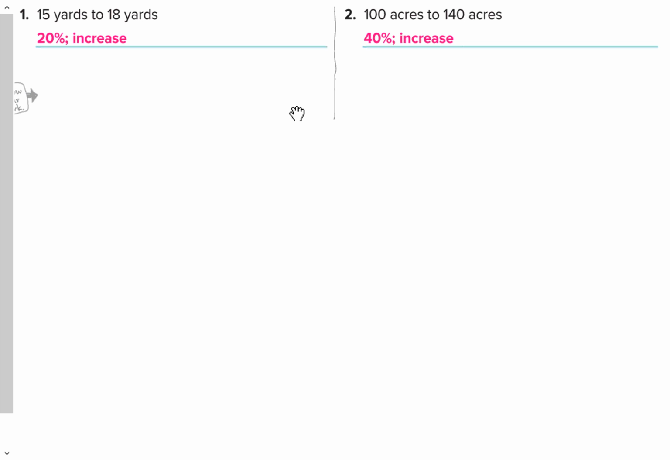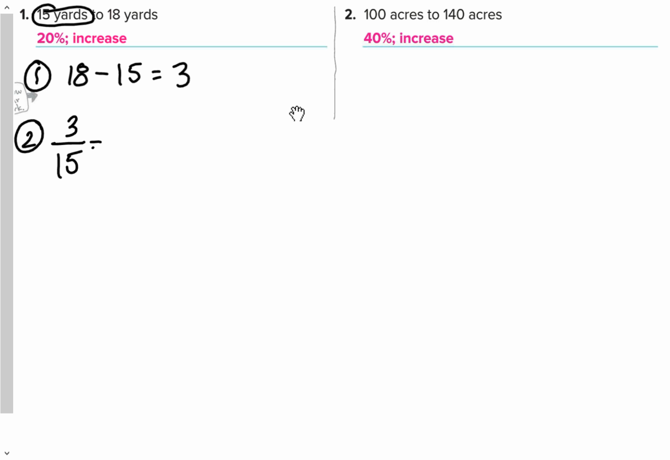Our first thing that we have to do is find our percent of change. So you're just going to subtract your highest number minus your lowest number. So 18 minus 15, that equals 3. So our change is 3. Our second step is to set up our ratio of our change over our original, which was 15. And that equals 0.2. Now all we have to do is change the decimal into a percent. So 0.2 times 100, that equals 20%.